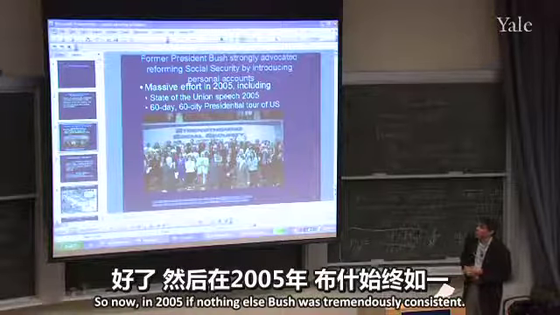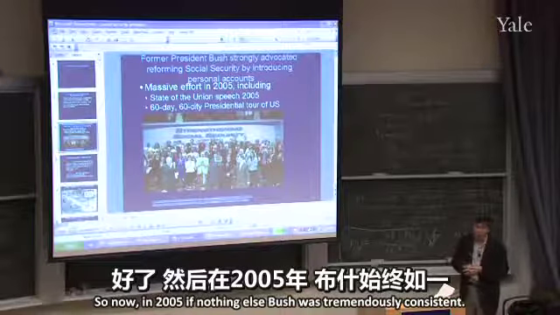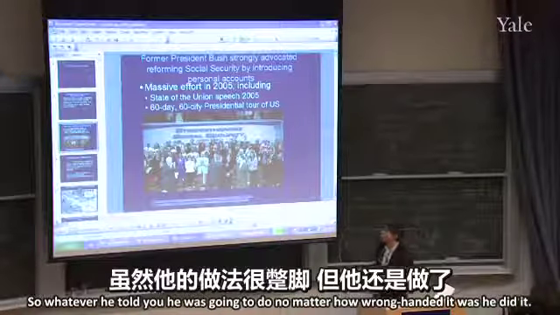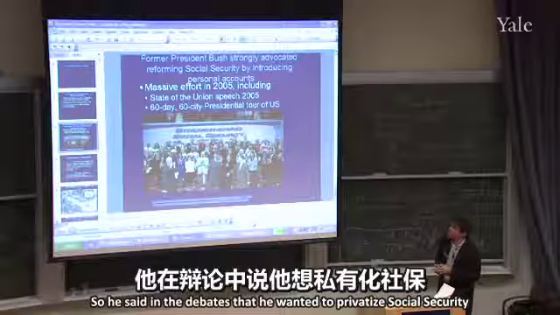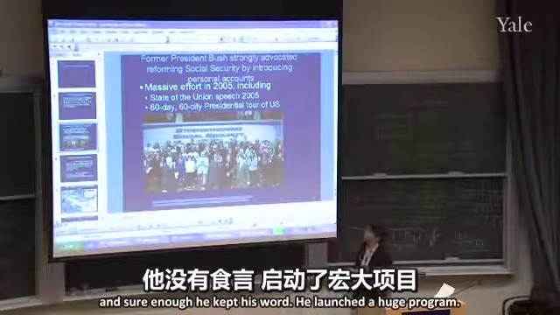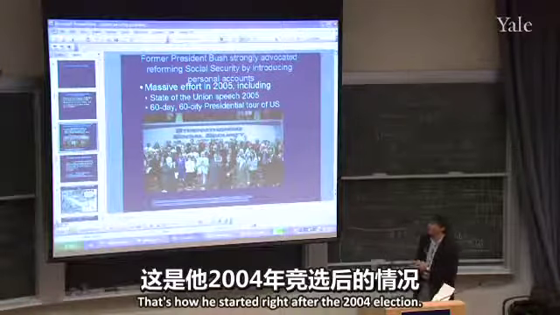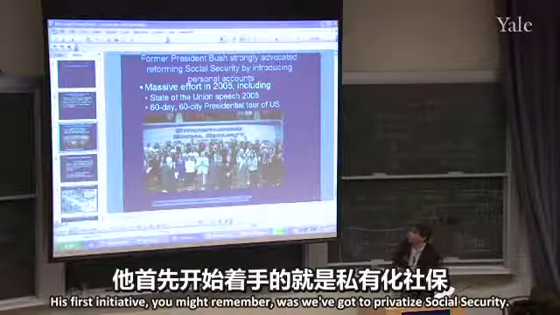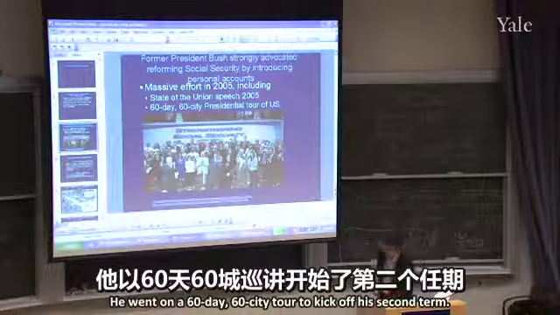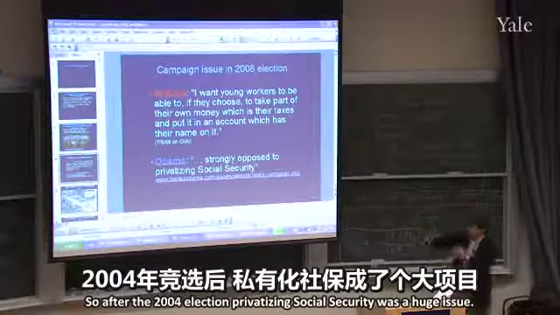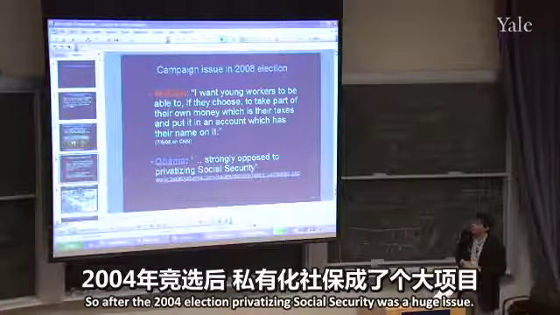Now, in 2005, Bush was, if nothing else, tremendously consistent. Whatever he told you he was going to do, no matter how wrong-headed it was, he did it. So he said in the debates that he wanted to privatize Social Security, and sure enough, he kept his word. He launched a huge program right after the 2004 election. His first initiative, you might remember, was, we've got to privatize Social Security. He went on a 60-day, 60-city tour to kick off his second term. So after the 2004 election, privatizing Social Security was a huge issue.